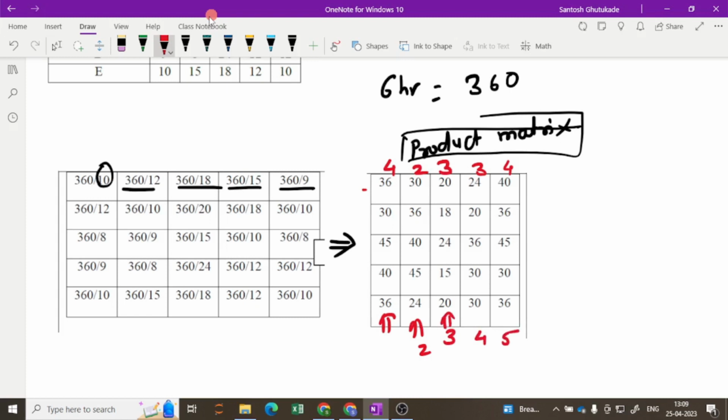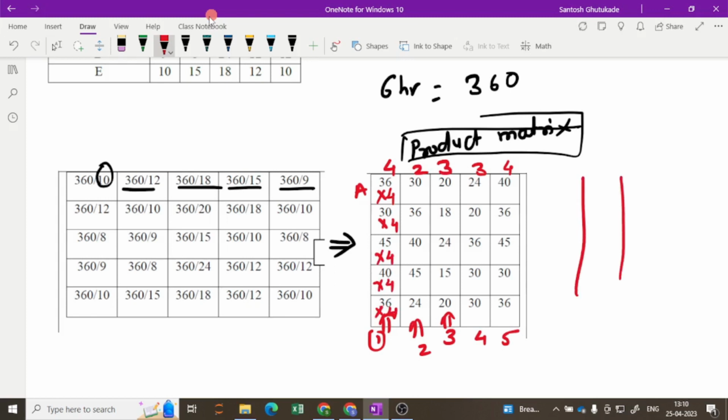Now we will prepare the profit matrix. How do we prepare a profit matrix? 36 products are produced and each product has a 4 rupee profit. So 36 into 4 will be the total profit for operator A and product number 1. Similarly 30 into 4, similarly 45 into 4, similarly 40 into 4, similarly 36 into 4. That will be the next matrix we want to prepare here.